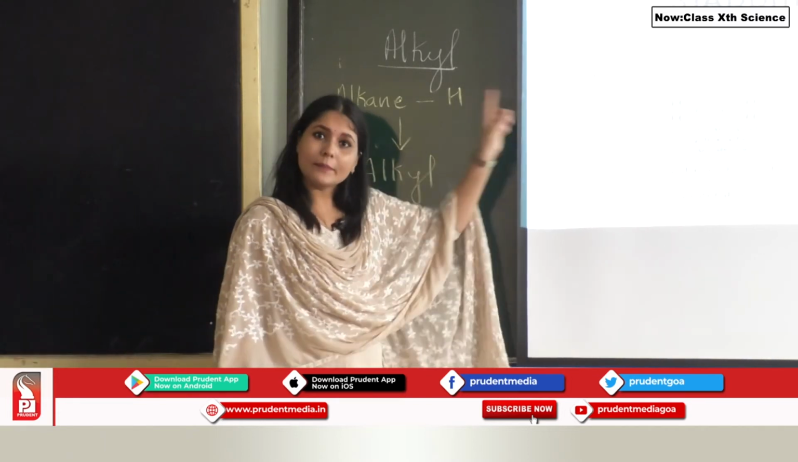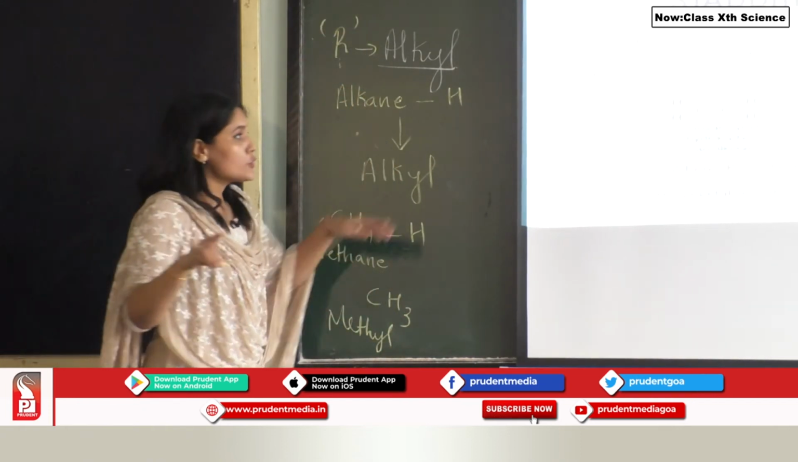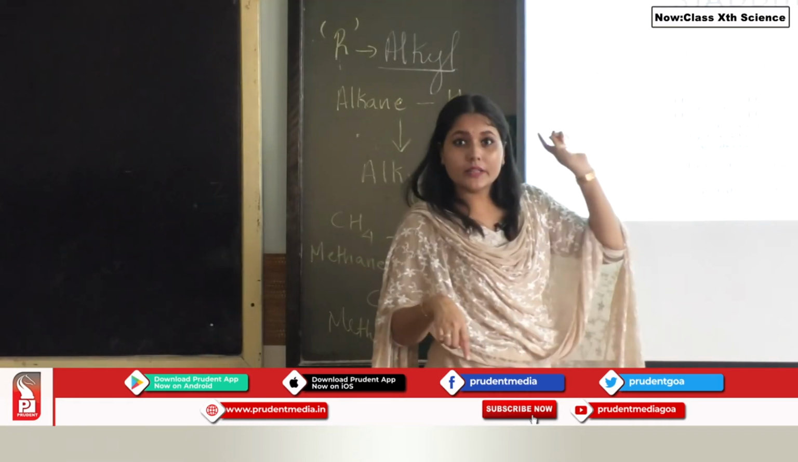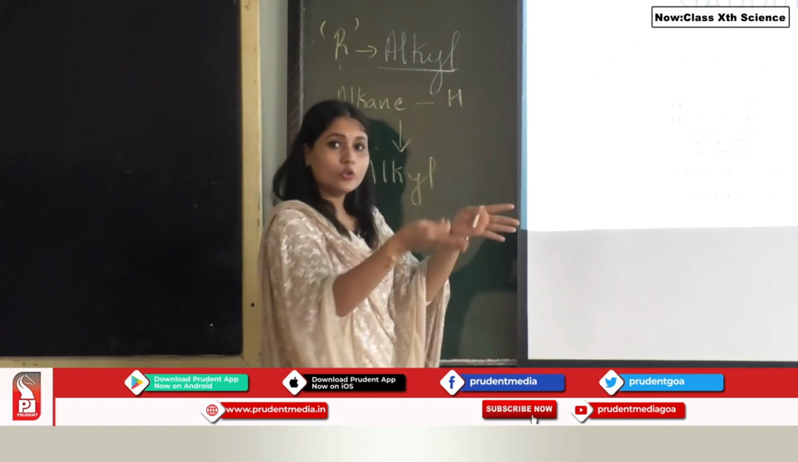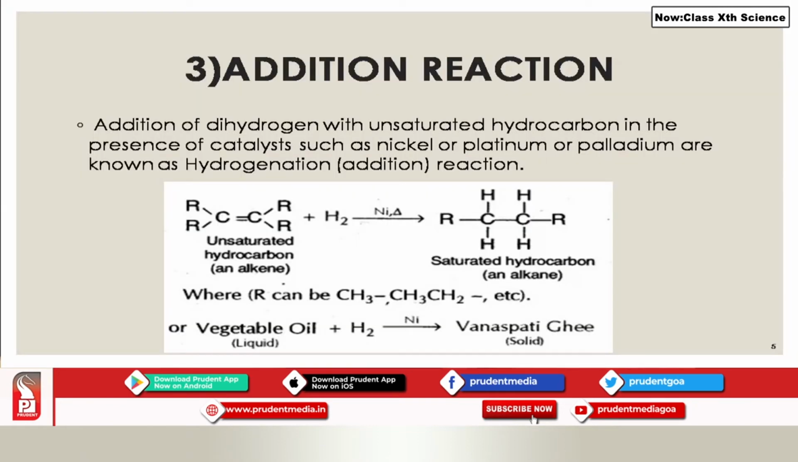Why am I explaining this to you? Because R is being used for an alkyl group. In this particular reaction you will see this is an unsaturated hydrocarbon. Between the two carbon atoms there is a double bond, and in order to maintain tetravalency, hydrogen is not being attached. You have to add hydrogen to the reaction. In this example you see there is an R group. That R group is your methyl group. R can be anything: R can be CH3, methyl; R can be CH3CH2, that is ethyl; propyl, butyl and so on.